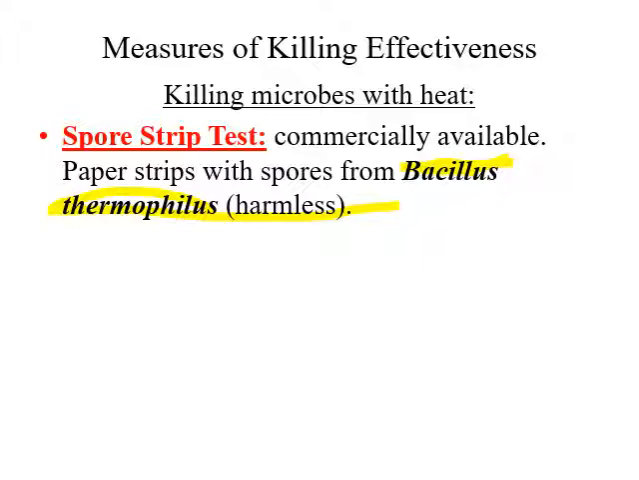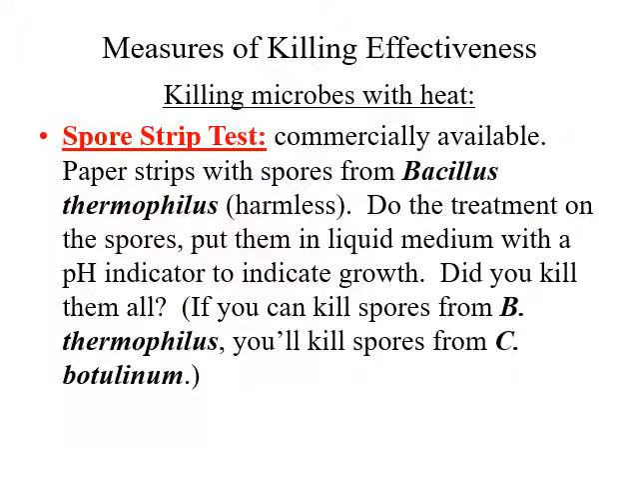So if you work in a hospital or a research laboratory where they have an autoclave, you're required to do the Bacillus thermophilus spore strip test every month or something like that, and then you have to sign it. There's a sheet on the side of the autoclave that you have to sign that says that you did the spore test and it's working properly for that month. Right, so you do this treatment using the spores, you put it into liquid medium. If the liquid medium becomes turbid, it means that the spores were not killed.